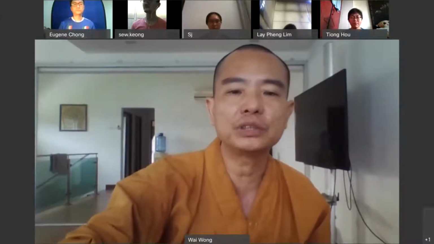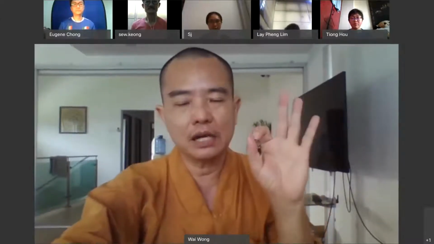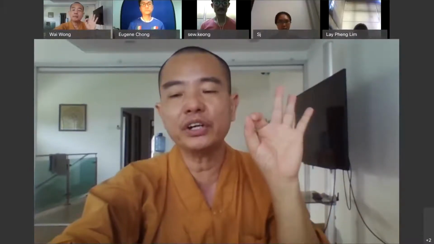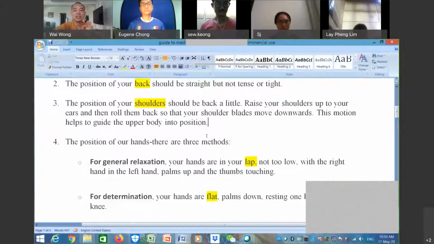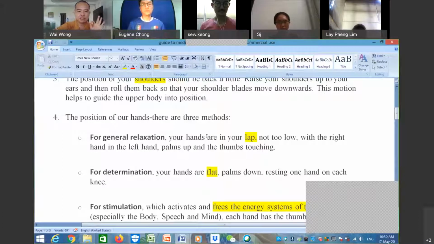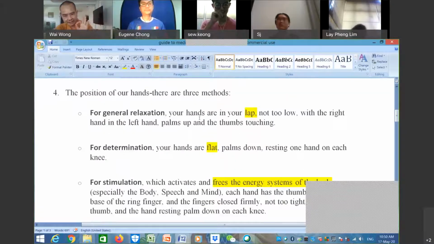Okay, now we go to the hand motion, we call it mudra or hand posture. Okay, let's take a look. We have a few of the hand gestures. For general relaxation, your hands are in the lap, not too low, and just put the palm on the knee, palms up and the thumb touching.